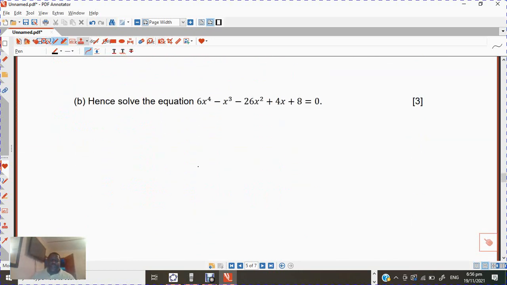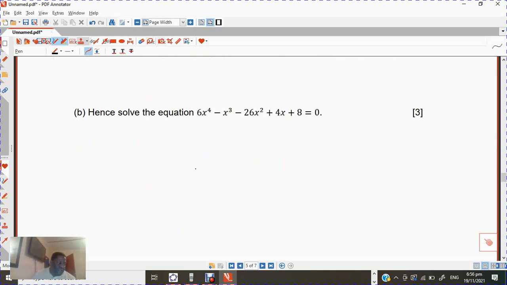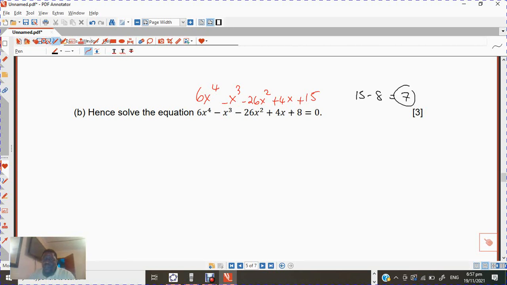Now they're giving us an equation to solve. So I just want to go back and write on top here how that was originally given to us. It was 6x to the power 4 minus x cubed minus 26x squared plus 4x, but then we had a plus 15 here. Clearly if you look at this 15 here, and if you were to subtract 8 from it, 15 minus 8, you'll see that 7 is the remainder. So that 7 was taken away from that.